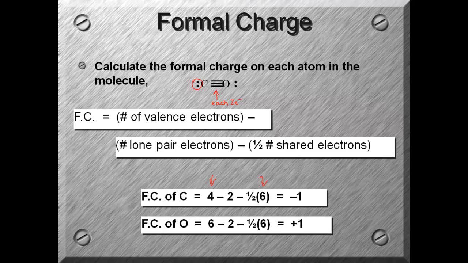Oxygen will have 6 valence electrons off the periodic table. It has 2 lone electrons, and again, it will have 6 bonding electrons shared with carbon, and it ends up having a +1 formal charge.